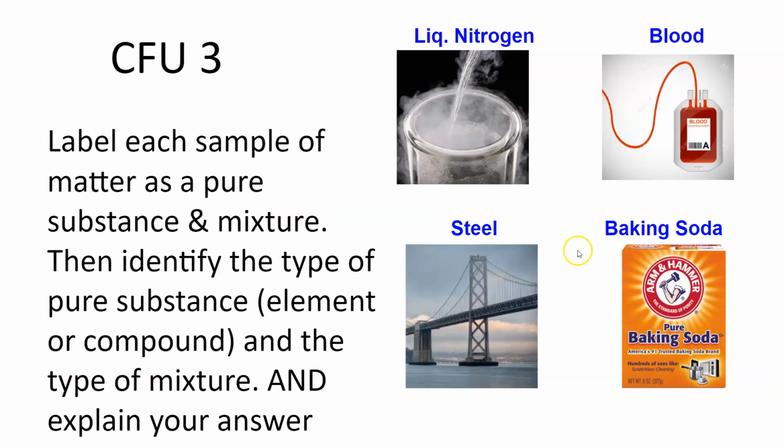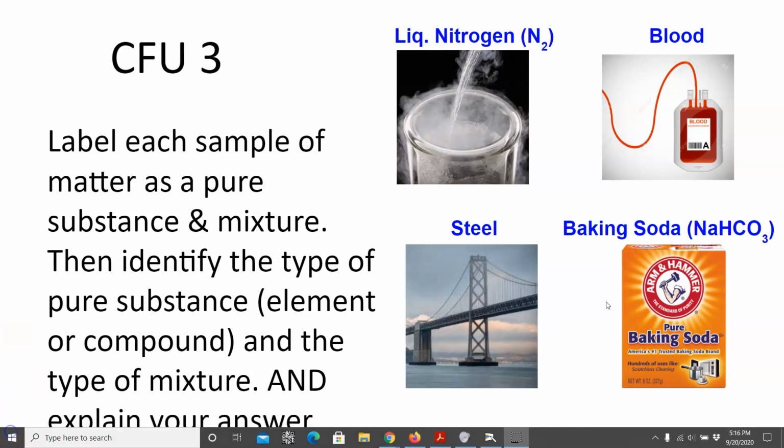Okay, we have two more CFUs. In this CFU, I want you to label each sample of matter as a pure substance or a mixture. And after you've identified whether it's a pure substance or a mixture, I want you to talk about the type of mixture it is. Is it heterogeneous or homogeneous? Or the type of pure substance it is. Is it an element or compound? And to sort of help you out with this, I gave you the chemical formulas for both liquid nitrogen and baking soda. All right, so go ahead and pause the video now, and when you press play again, the answer will be revealed.